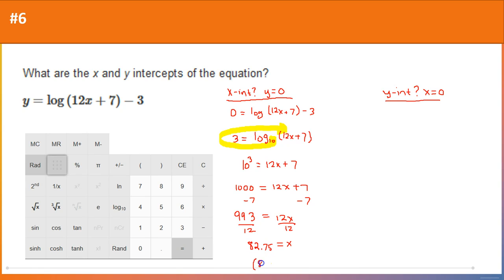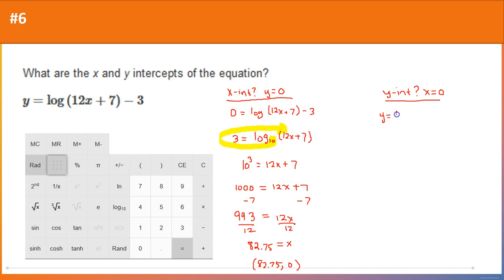So 82.75 is the x and 0 is our y. So that is our x-intercept. All right, let's work on the y-intercept. For the y-intercept, we let x equal 0.